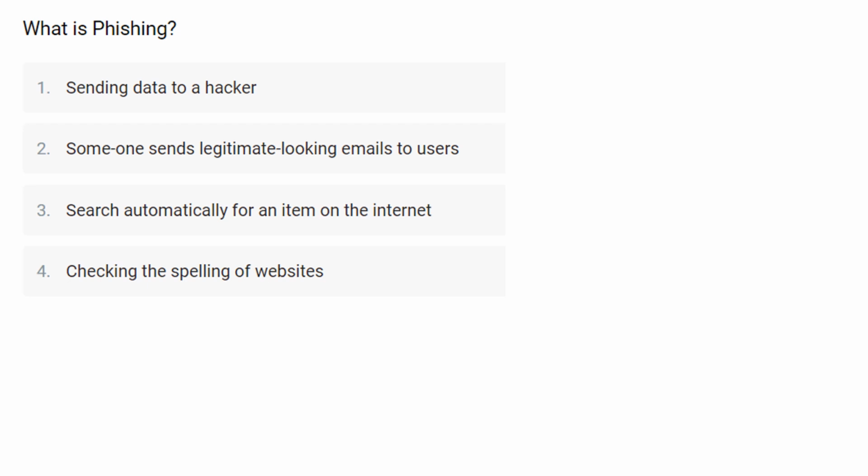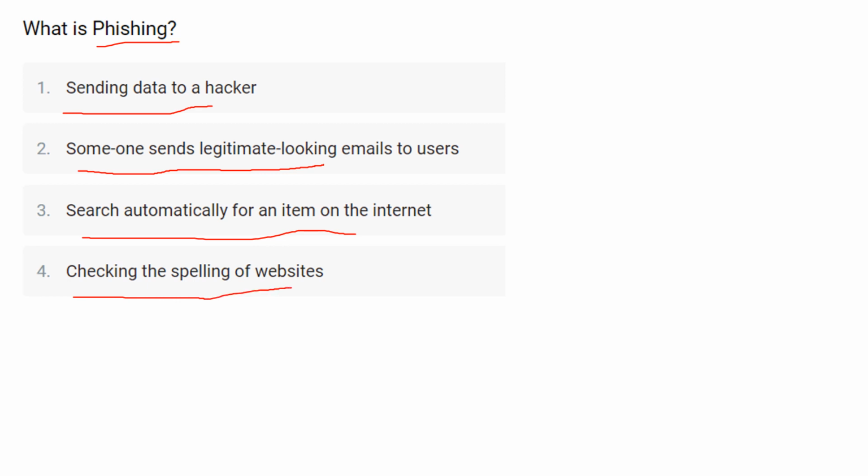What is phishing? In this question they ask you about phishing, for which the first option is sending data to the hacker. Second is someone sends a legitimate looking email to the user. Third is searching automatically for an item on the internet, and the last is checking the spelling of a website. Phishing attacks are the practice of sending a fraudulent communication that appears to come from a reputable source. It is usually done through email.